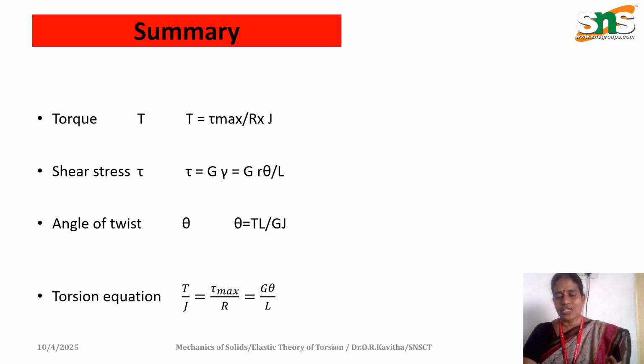The angle of twist: from simplifying this, you can get the angle of twist. In some places, if the angle of twist is unknown, and we know the rigidity modulus and the shear stresses, we can get the angle of twist like this. And the torsional equation we derived is T by J equal to tau max by R equal to G theta by L. So these are the things we have seen.